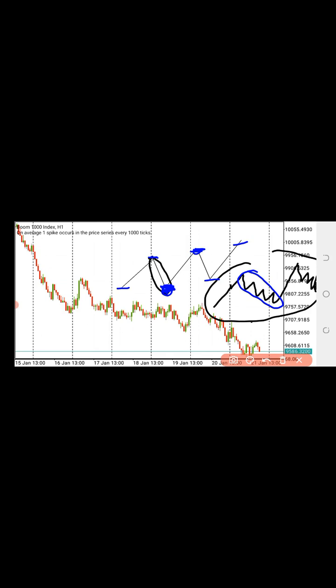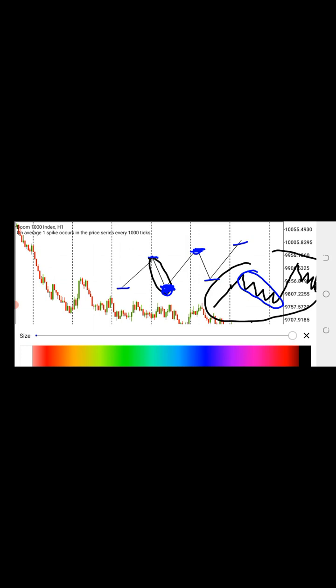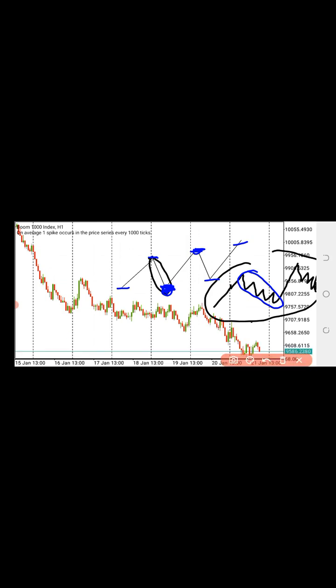Now on the real market, this is going to be our swing low, and this is our swing high. This is our swing low, and this is our swing high.